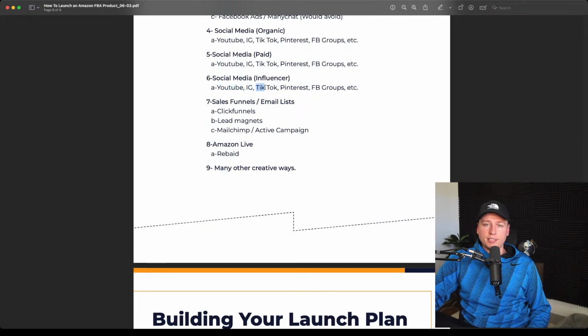So IG works well, TikTok works well as well. So you can actually pay people to make YouTube videos for you if you don't want to make them, or you could just have them promote your product on those YouTube videos. Same thing with the rest of the formats here.